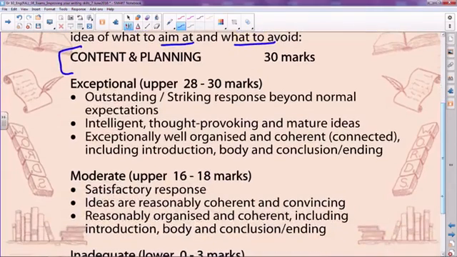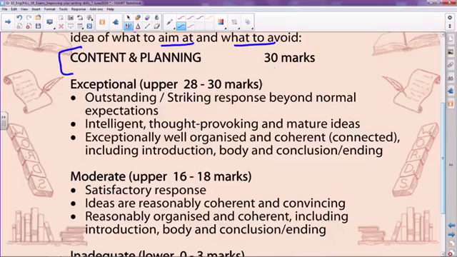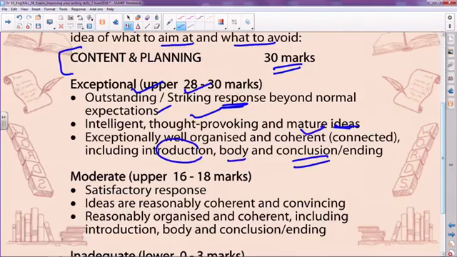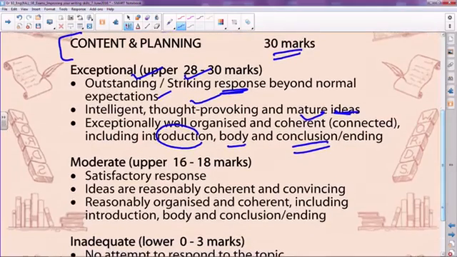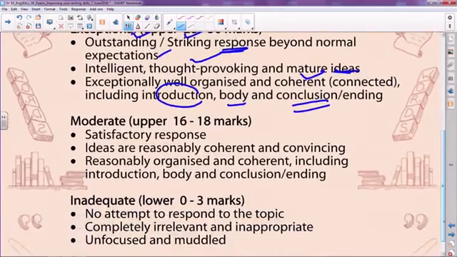Okay, so if we're looking at getting full marks, all right, which is not impossible, we want our response to be outstanding, striking. We want our ideas to be intelligent, thought-provoking. We want our content to be coherent, which means it makes sense, it ties together. And this is where you always need to make sure you've got your introduction, you've got your body, and you've got your conclusion. All right, you must structure your work like that. So that's what you'll be doing excellently. And where you will be doing very, very well is also here. And it's pretty much the same principles.